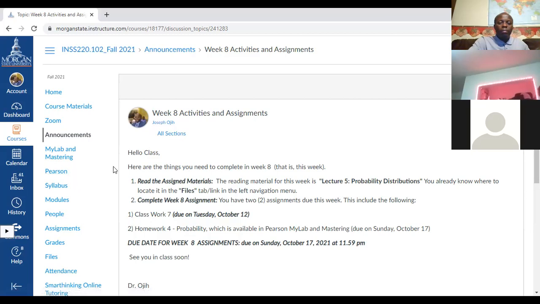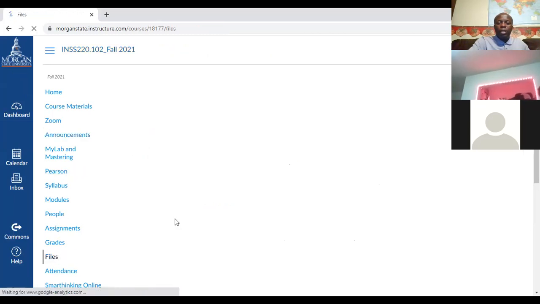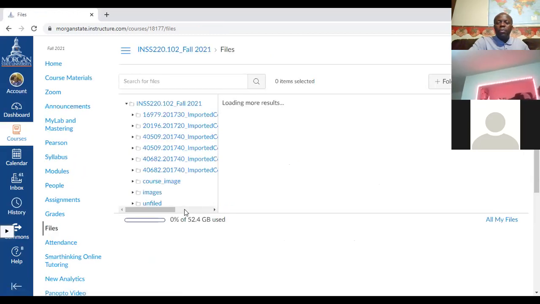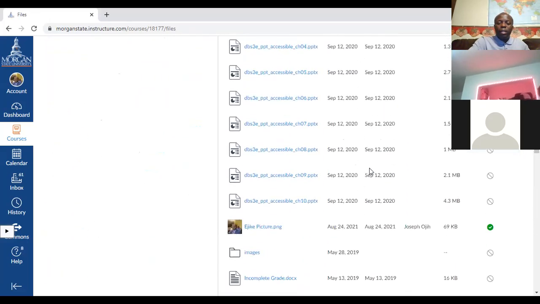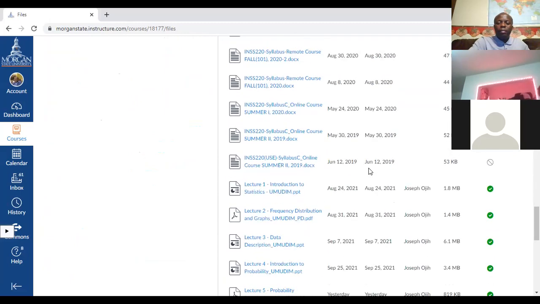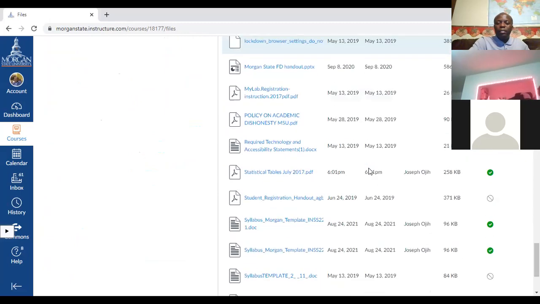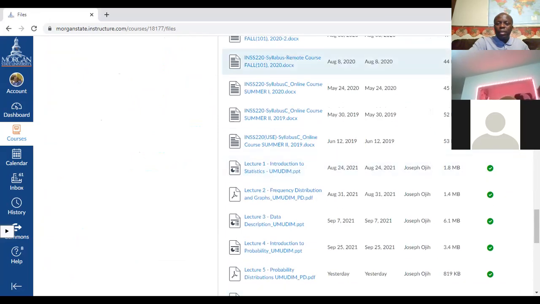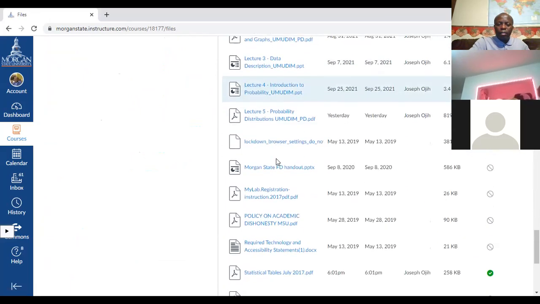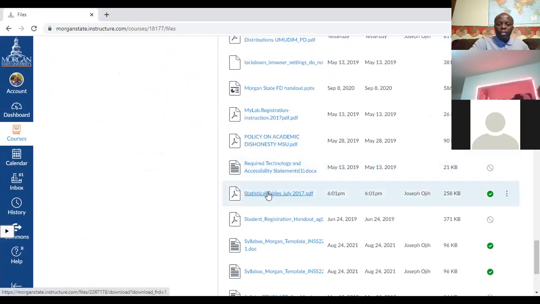Okay. Next thing I want to show you is this file. It is called Statistical Table. From now on, we'll be using it. So I recommend that you print it out and keep it handy, because starting from tonight, we start to use it. Statistical Table is right there. So download it and print it. We're using it from tonight.